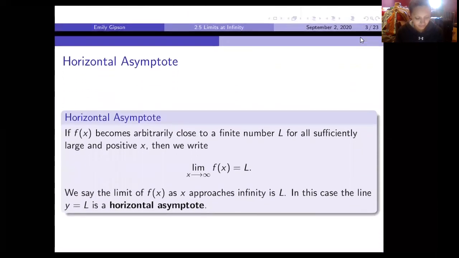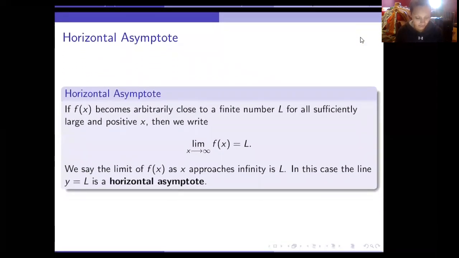Now with limits at infinity, we get horizontal asymptotes. And so if f of x becomes arbitrarily close to a finite number L, for all sufficiently large and positive x, then we write the following, and we say that the limit of f of x as x approaches infinity is L. And in this case, y equals L is a horizontal asymptote. We talked about vertical asymptotes last time, horizontal, horizon. This time we're talking about horizontal asymptotes.